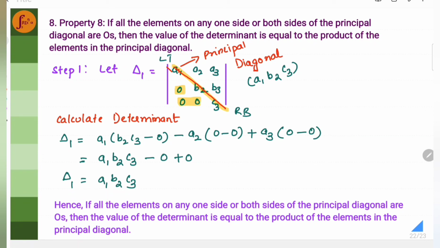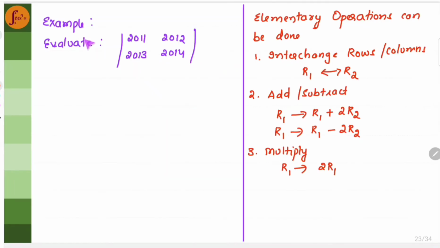So these are all properties that we need to use while calculating problems, because this is an easier way to find the determinant. If you know that there are zeros on one side, then directly say determinant is A1 into B2 into C3. Now if you see that there are in one particular row or one particular column, all the elements are zeros, then the determinant is 0. So this way we can simplify the problems. Let's take few examples to calculate determinants, right?